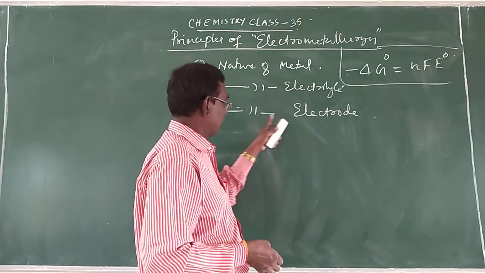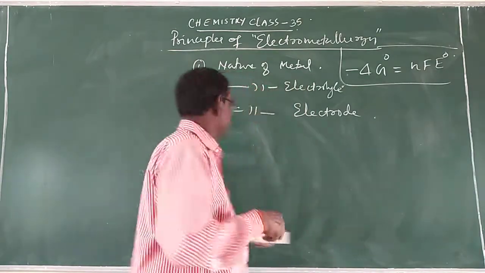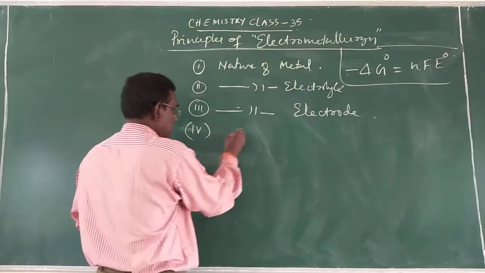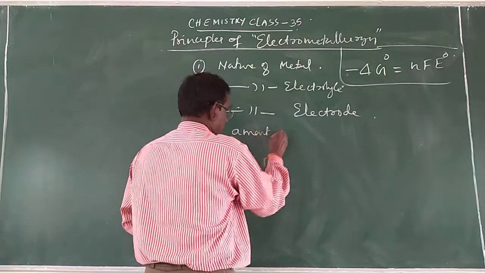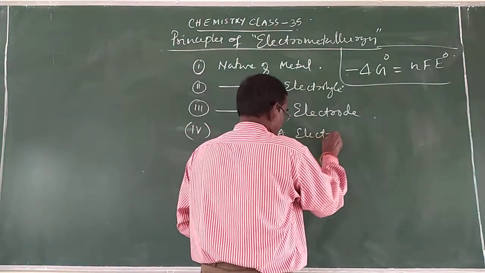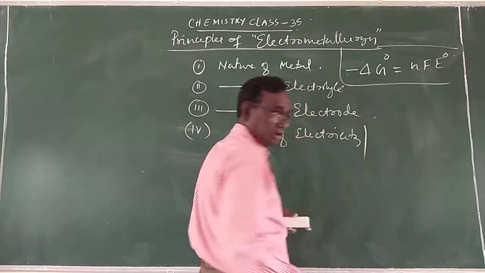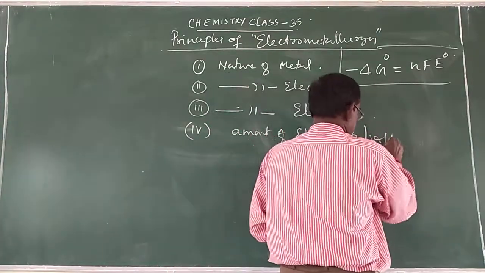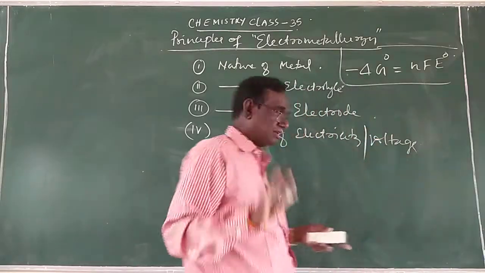Third one, nature of the what? Electrode. Okay. Number four, amount of electricity or energy you are going to pass. Amount of electricity or voltage. How much voltage you are going to supply.